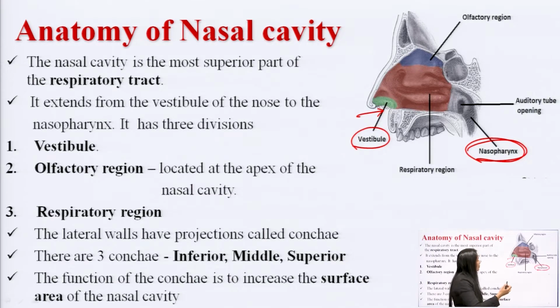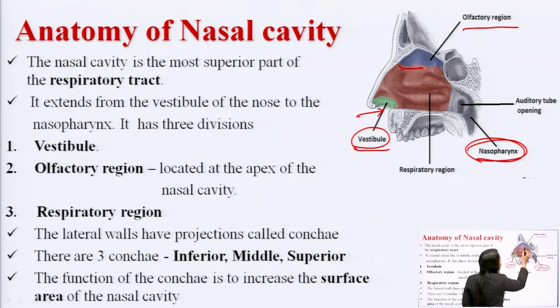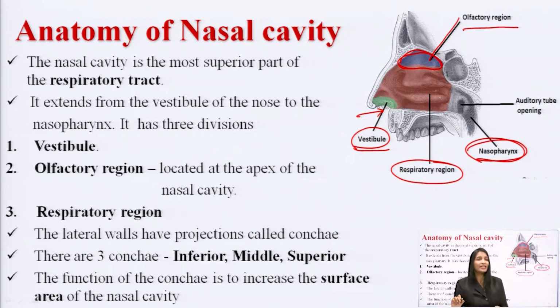If you see here, these are the three major divisions. One is the vestibule, and the second one is the olfactory region, which you can see in blue, present at the apex of the nasal cavity. And this one, brown in color, you can call the respiratory region. So, it has been divided into three parts: the vestibule, the olfactory region, and the respiratory region.